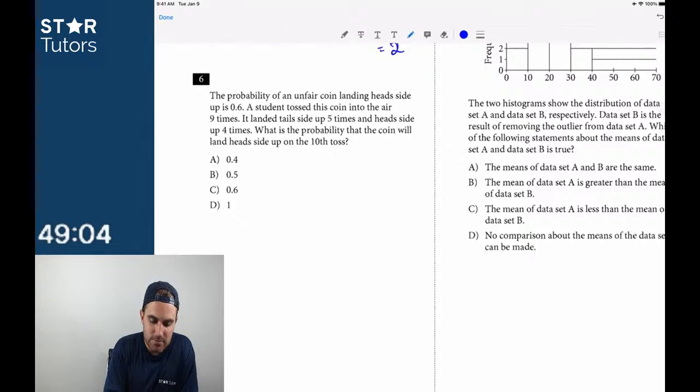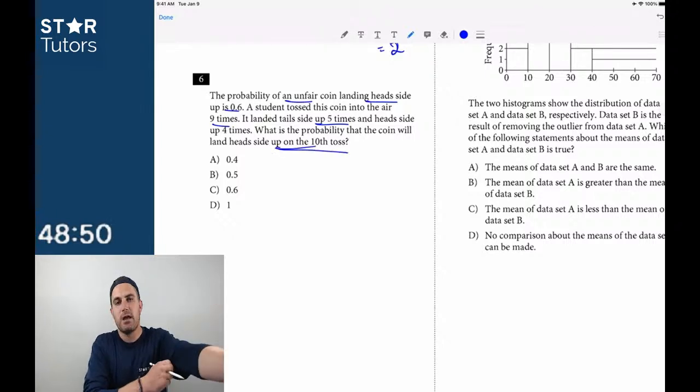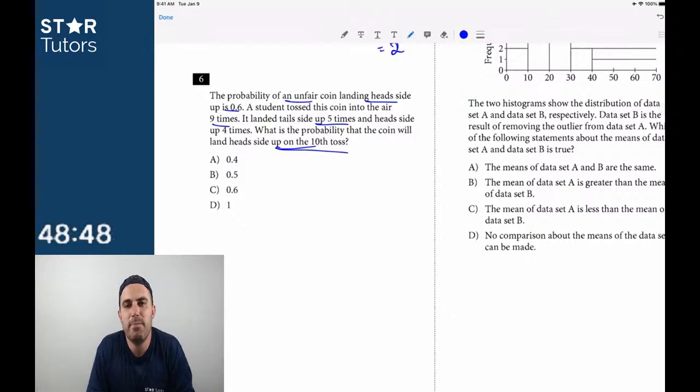Let's look at 6. The probability of an unfair coin landing head side is 0.6. A student tossed this coin in the air 9 times. It landed tails up 5 times and heads up 4 times. What is the probability that the coin lands heads side up on the 10th toss? This one should be pretty straightforward. Don't forget that independent events and probability have nothing to do with each other, right? It's just this one toss. The first 9 events have nothing to do with this.